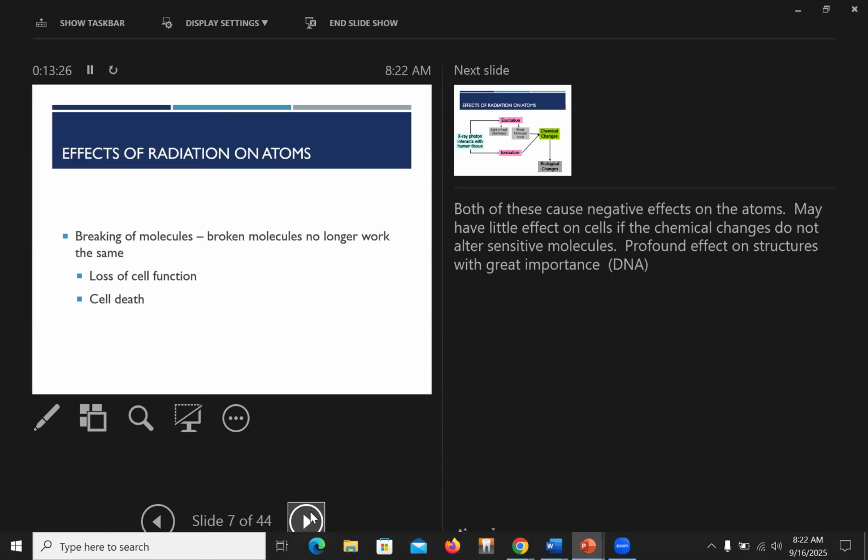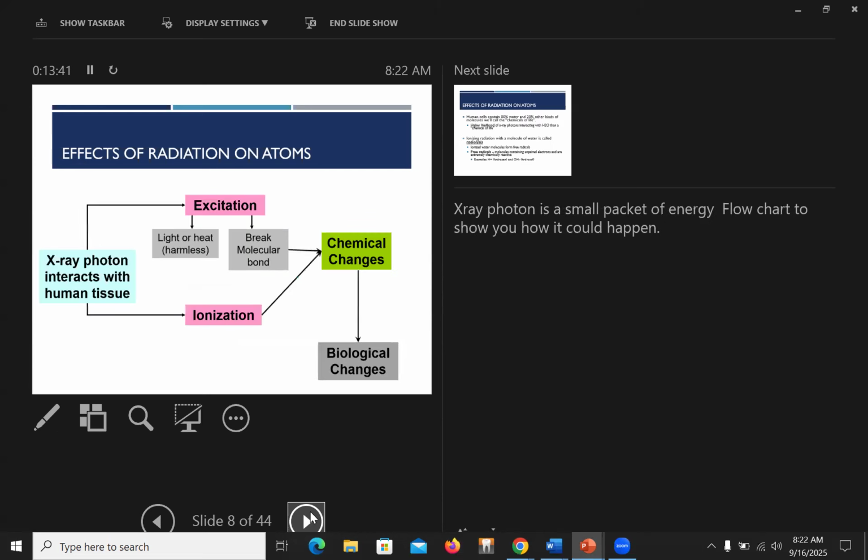Okay, so just where we were at, if the molecule gets broken, you basically get 2 results. You either get the function of the cell is lost or the cell dies. Either one is not great, so neither one of those are good outcomes.